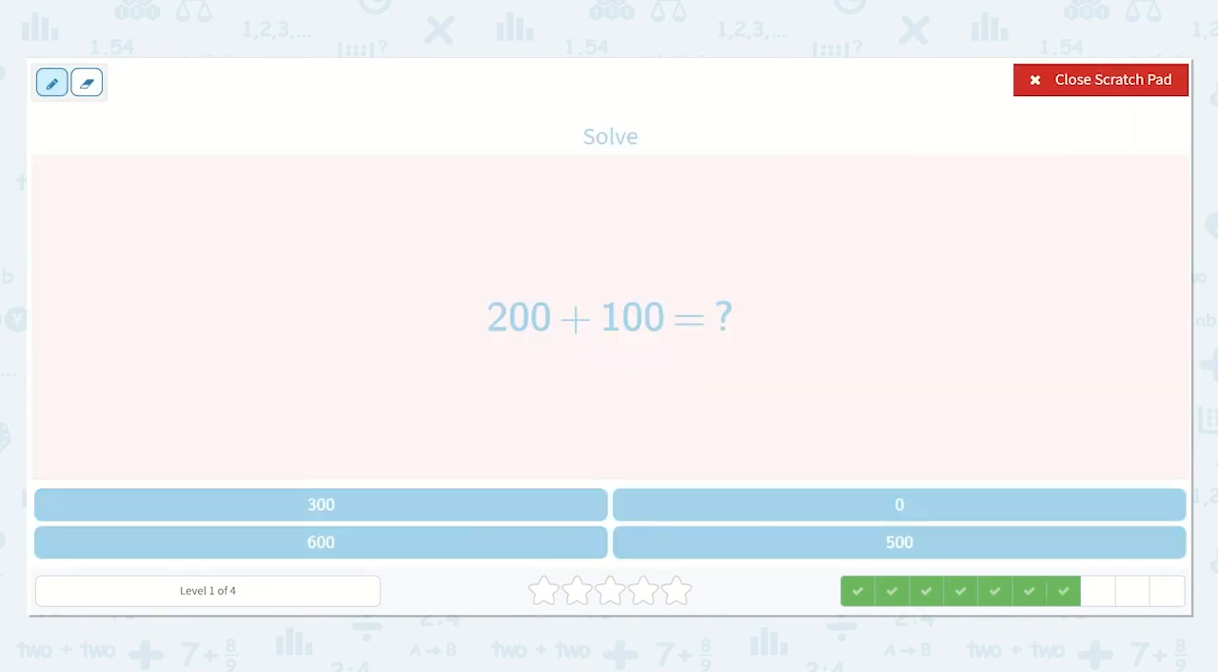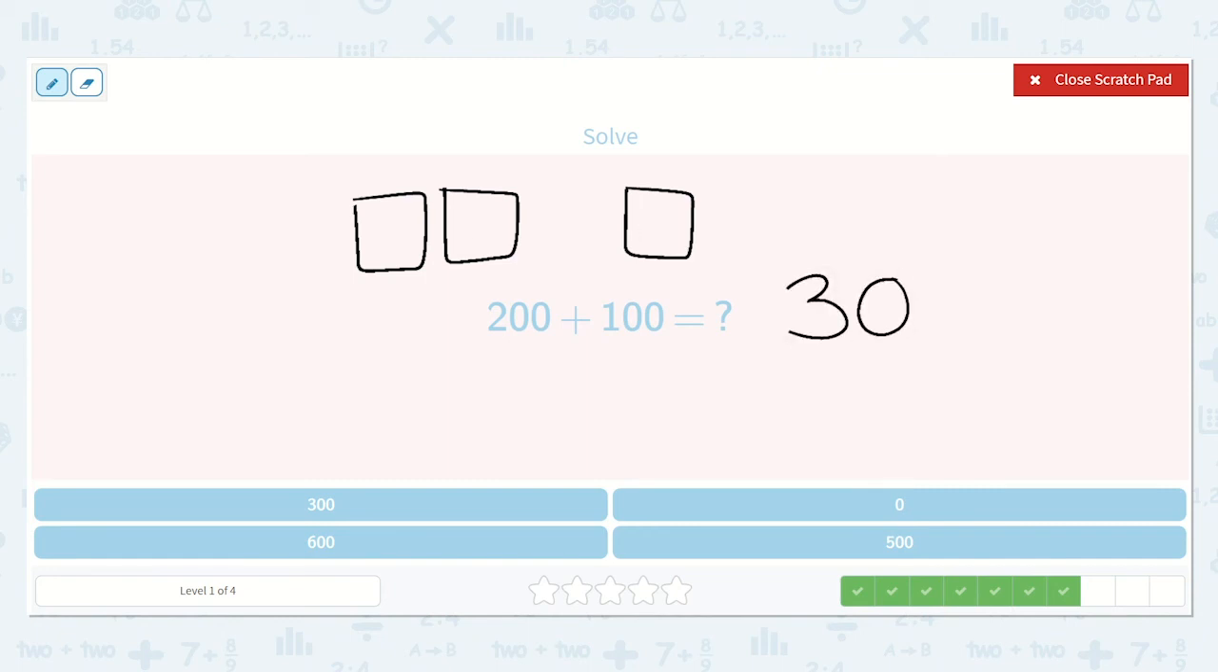Now we have 200 plus 100. 200 plus 1 more 100. I see 1, 2, 3 hundreds, which looks like this, 300. There's a 3 in the hundreds place. There is my answer.